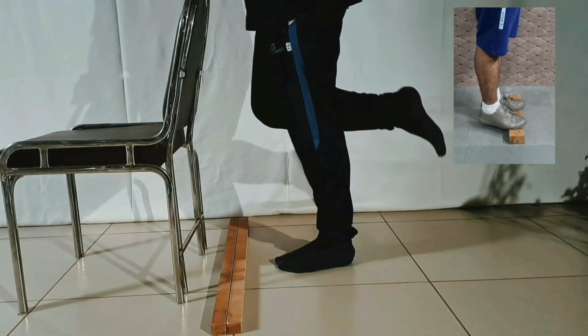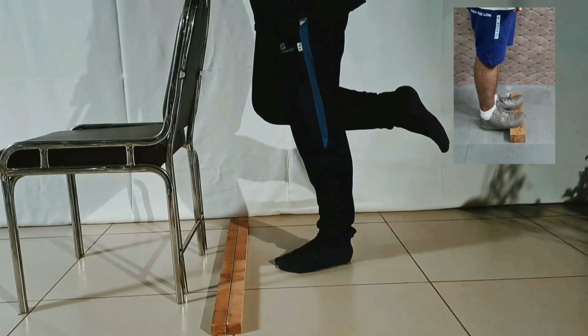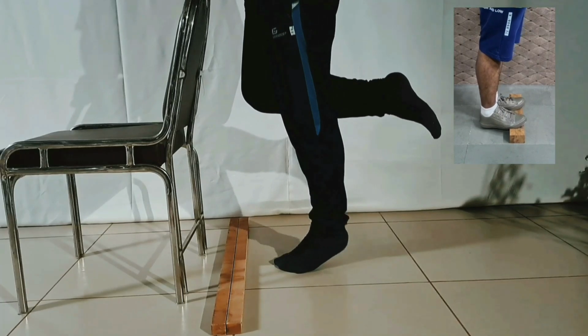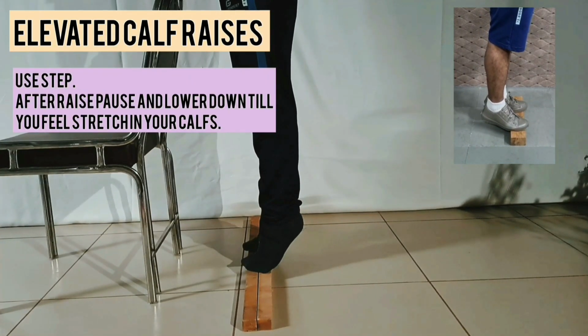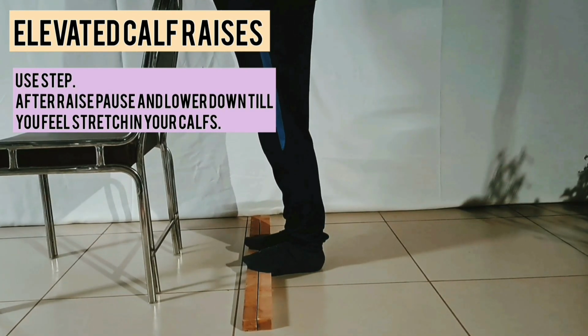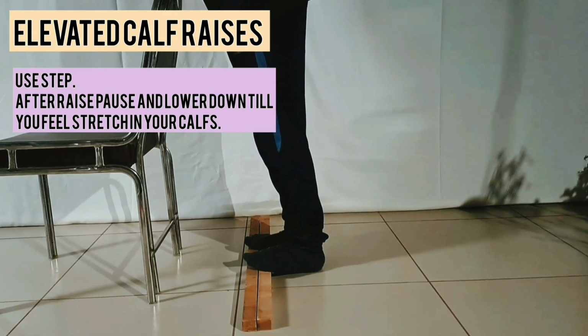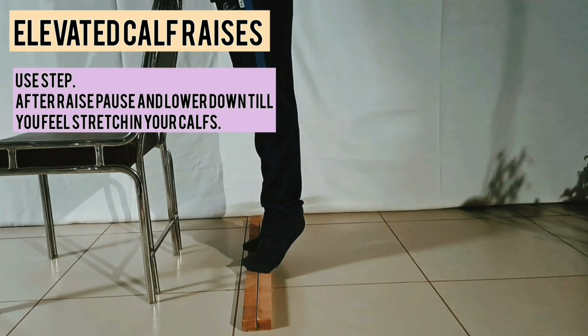Great job. Now let's level it up with the elevated calf raise. Find a step or elevated surface, place the balls of your feet on the edge. Now lower your heels below the level of the step before rising back up. This variation adds an extra stretch and intensity.